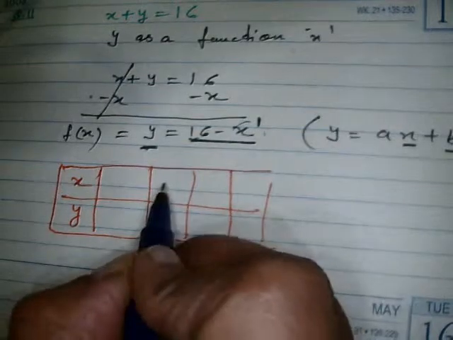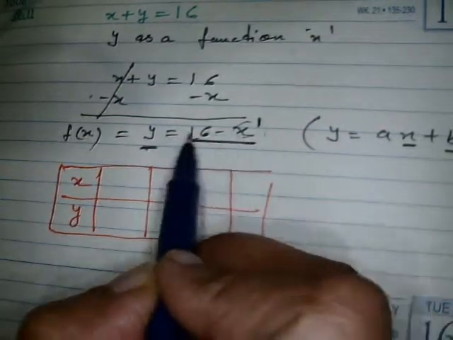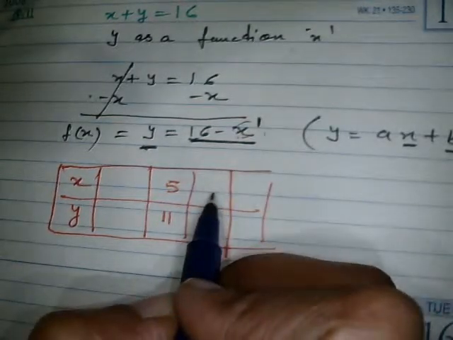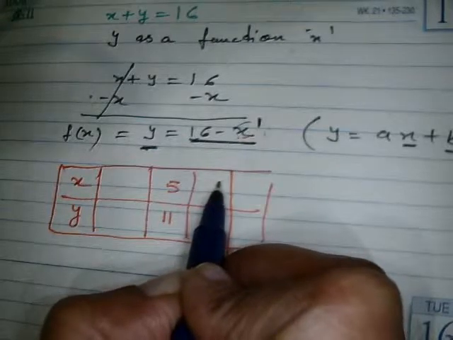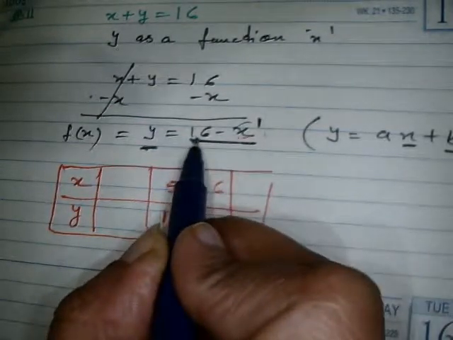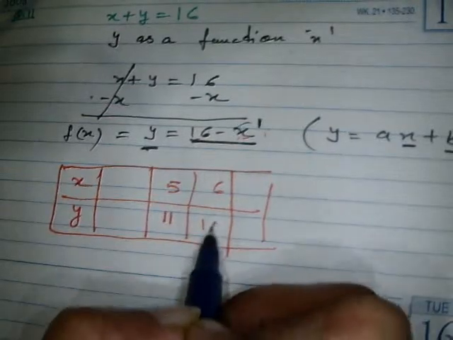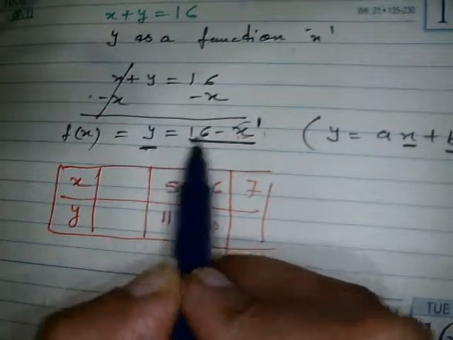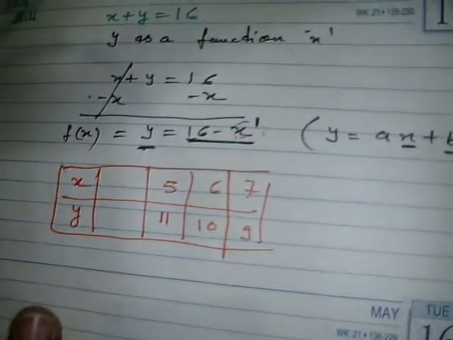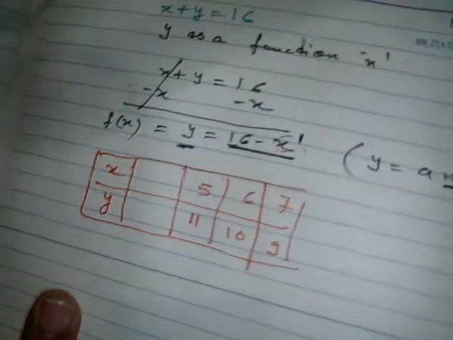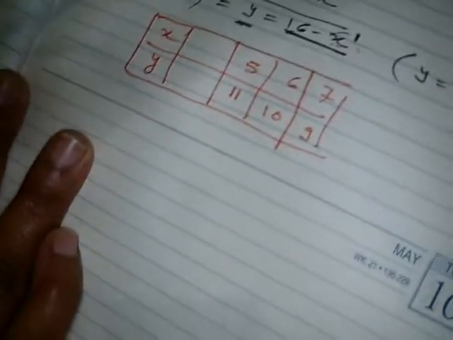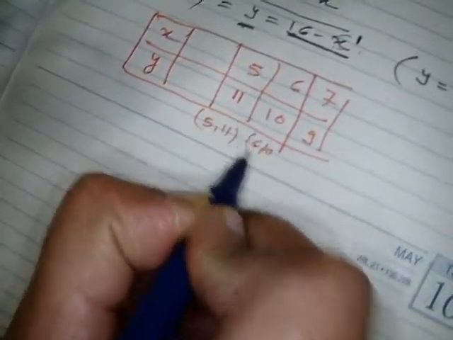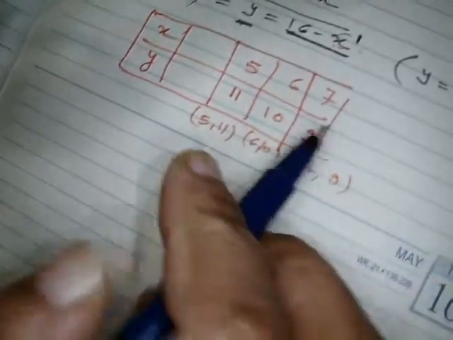16 minus 5 means the y value is going to be 11. Now the second value, I am going to take x value 6. If I take x equals 6, then y is going to be 16 minus 6, which is 10. One more value I am going to take, 7. If I take x equals 7, then 16 minus 7, y is going to be 9. I have calculated 3 values; even 2 values are enough to plot the graph. So the coordinates are 5, 11; 6, 10; and the third is 7, 9. On the x-axis we need values up to 7, and on the y-axis we need positive 11.